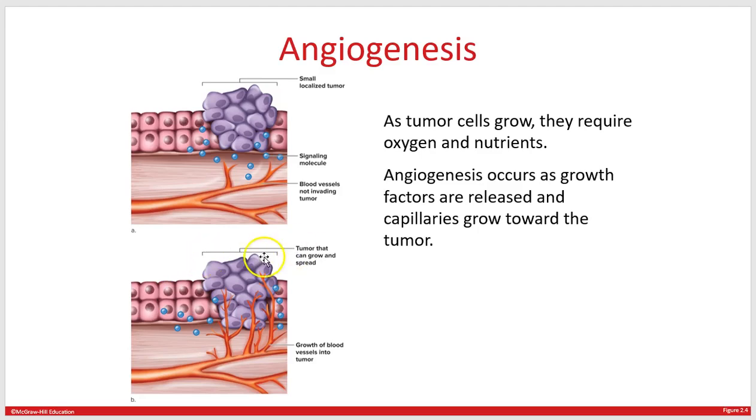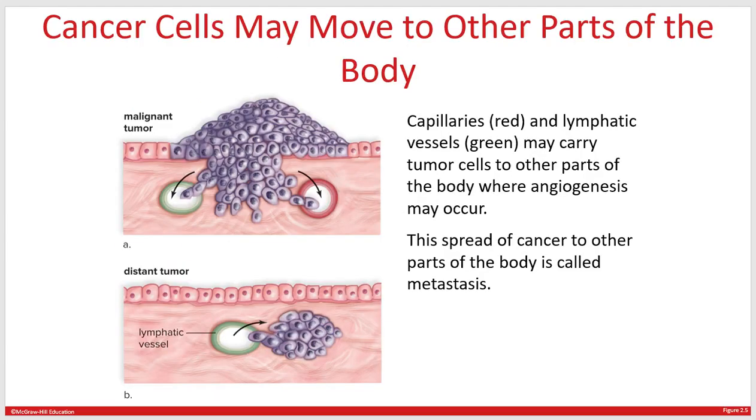Cancer cells also do this thing called angiogenesis. As they grow, they require oxygen and nutrients, and so they release these molecules that cause blood vessels to become associated with them so that they can feed on the nutrients and oxygen around, which is harmful to the tissue around it. Cancer cells can also move to other parts of the body. Capillaries can carry them. Lymphatic vessels can carry them. And it's this movement of cancer cells to other parts of the body that we call metastasis.